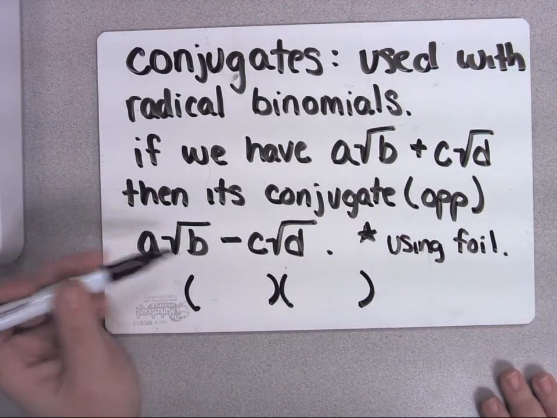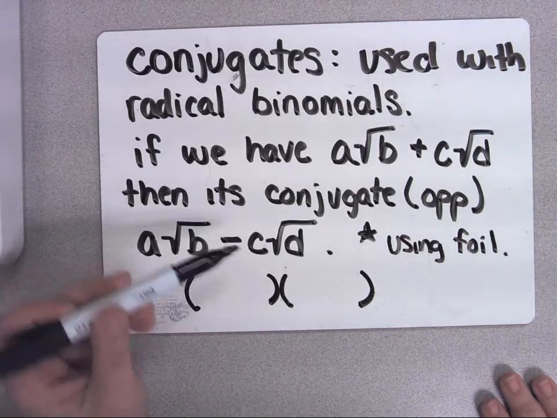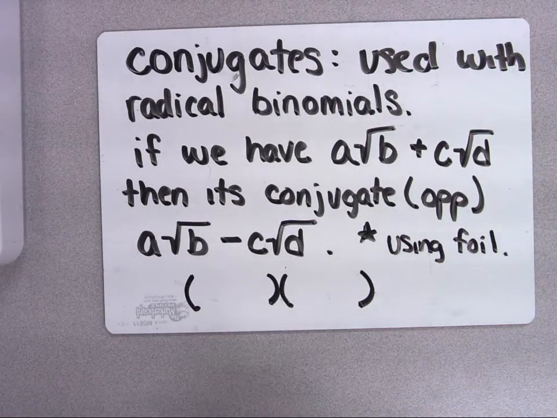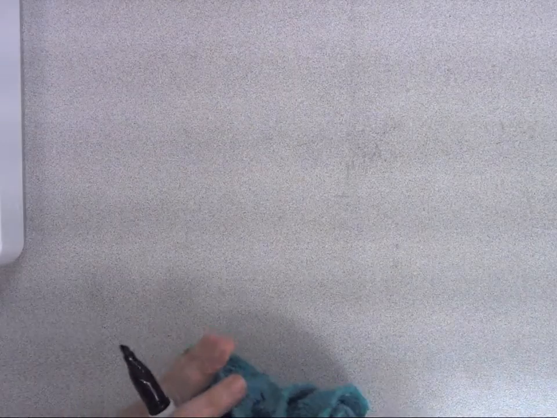Most of the time you don't have two square roots. Most of the time you only have a number minus a square root. It's usually not that crazy. Okay, I'm gonna move this.